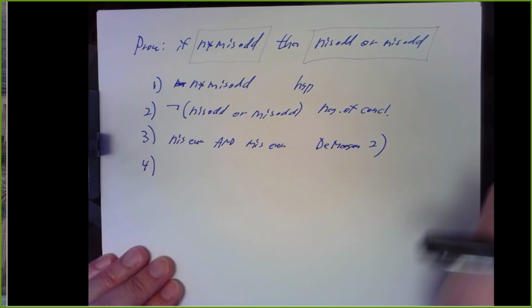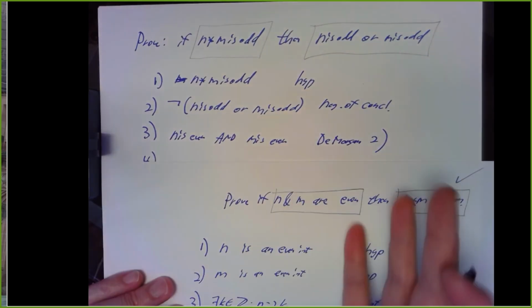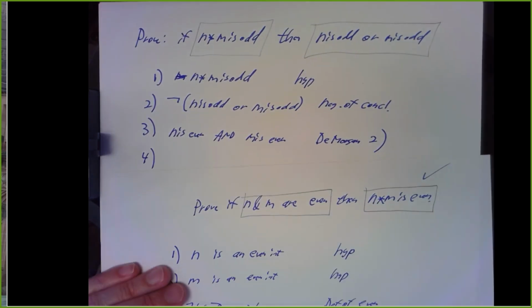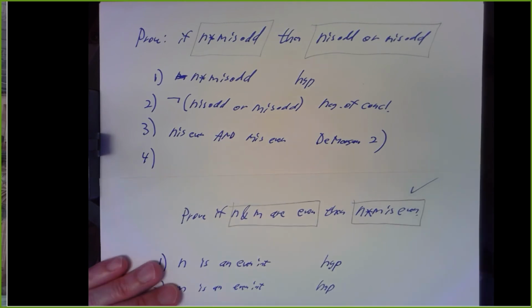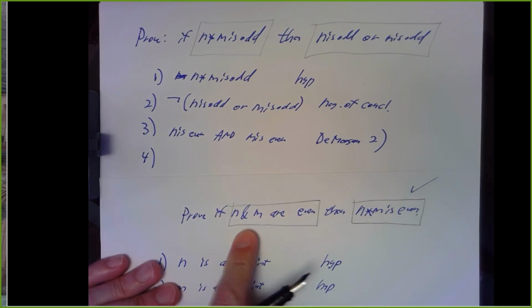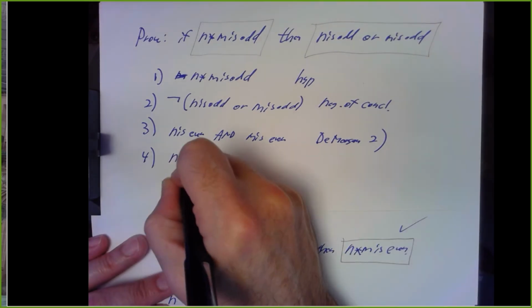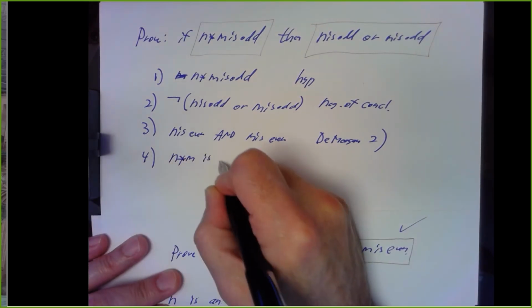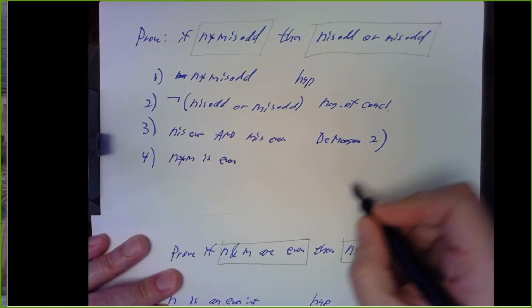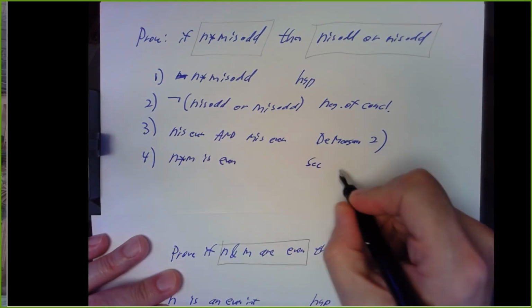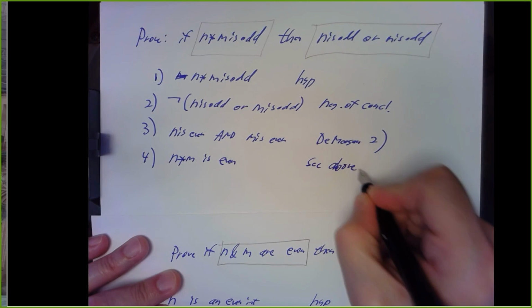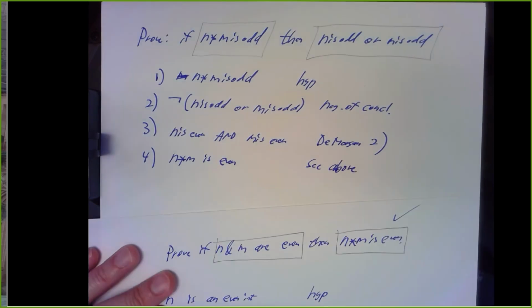And now, assuming that we've done this in the previous part of the problem, we know that if n and m are even, then n times m is even. So now I'm going to say n times m is even. And the reason, see above, or prior page or something, right?